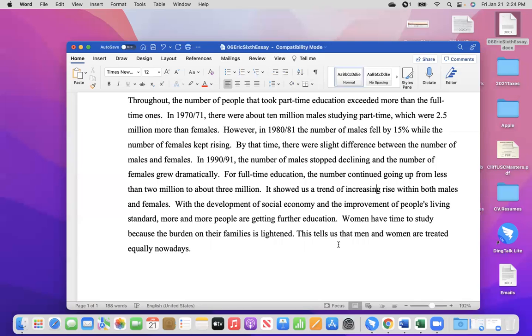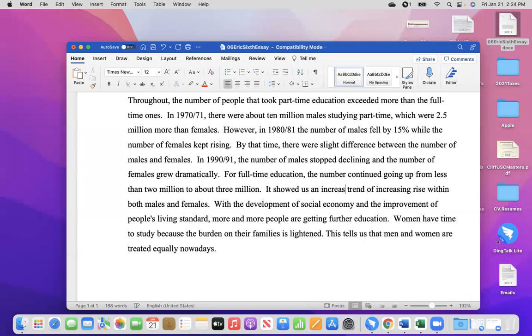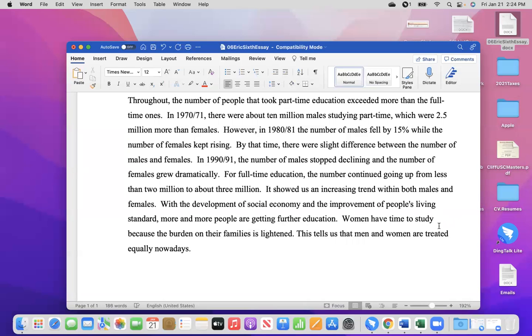It showed us a trend of increasing rise. Redundant, right? To say increasing rise. That's like saying a decreasing down. So how would you change this so it's not repetitive? I would just say it showed us a trend of increase within both males. Yes, it showed us an increasing trend. An increasing trend within both males and females. Yeah, sounds much better.